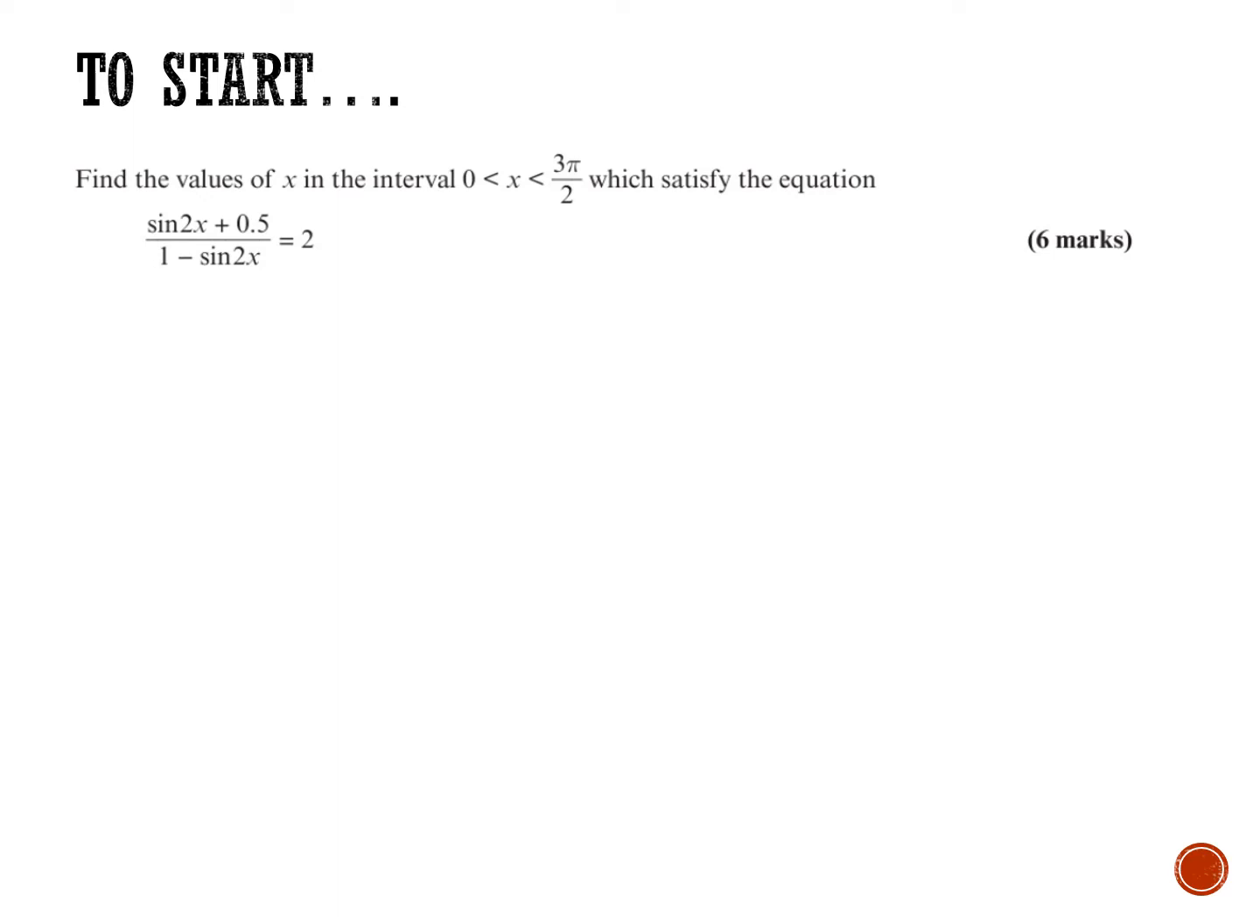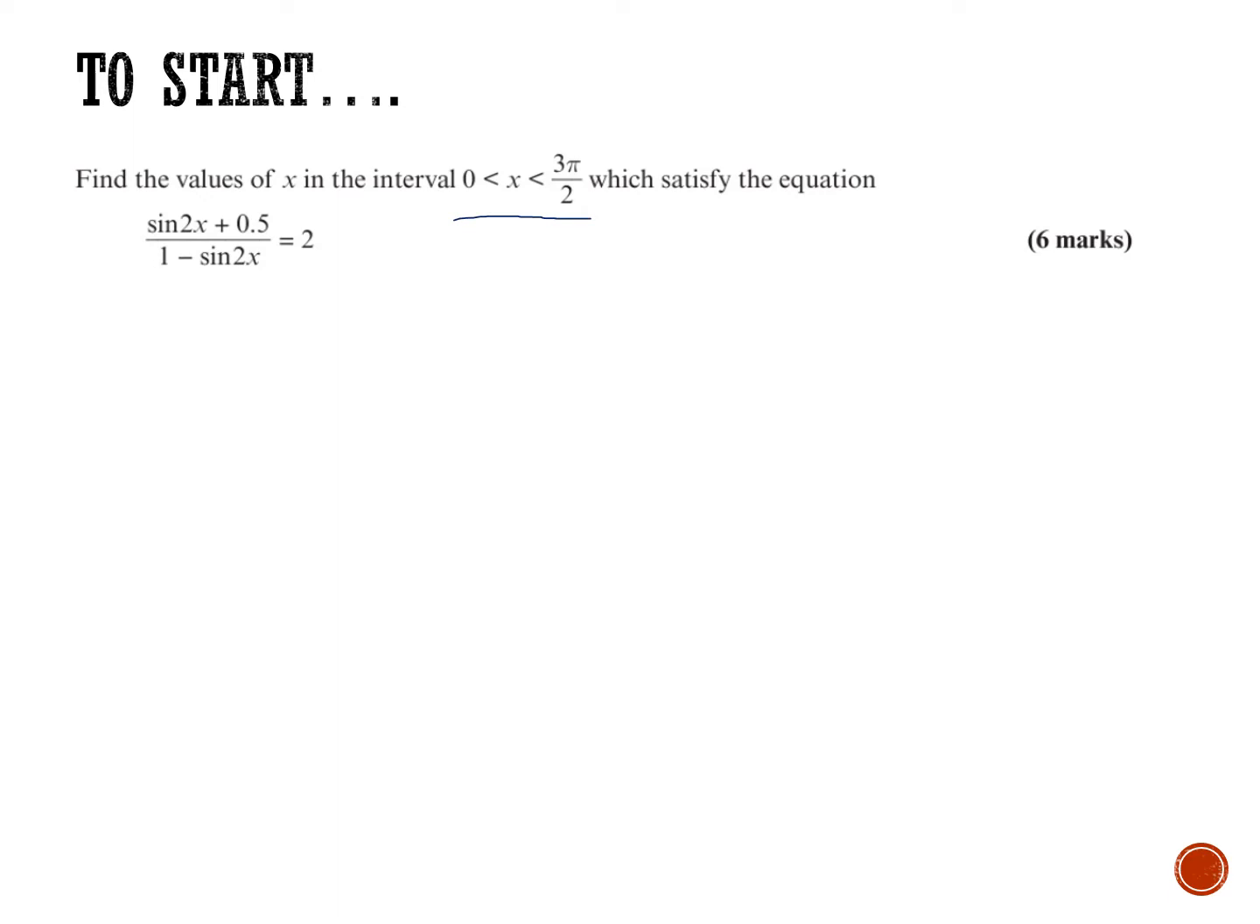So what I'd like you to do is to write down the question and then pause the video and have a go at it. Okay, so hopefully you have had a go at it. Remember, when you're solving trig equations, always have a look at whether we're talking radians or degrees. You can tell by the range of values there that we're talking radians.